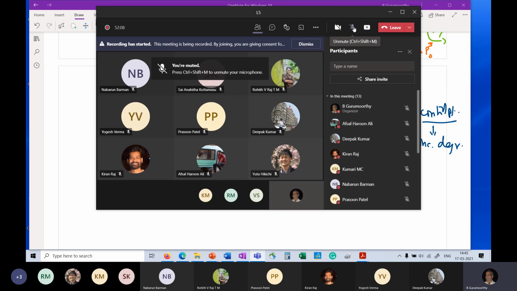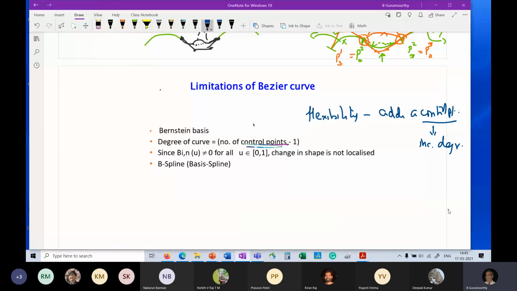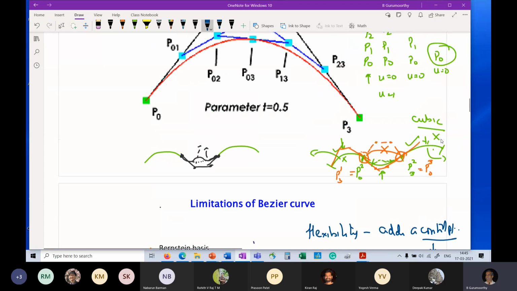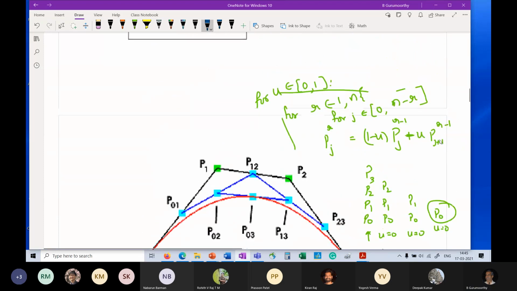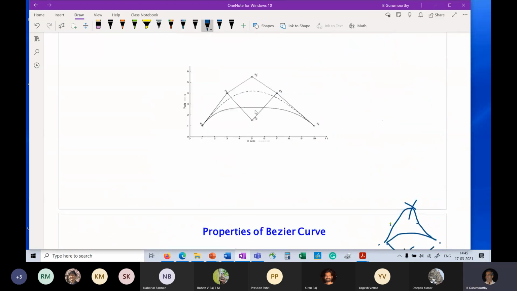Sorry about that. So the flexibility that the designer wants comes at the price of the increased degree of the curve. That's one problem. The other problem, let me go back to this picture here. You have moved 1 control point. But if you look at the effect on the shape of the curve, the curve has changed everywhere in this interval of 0 to 1. Except at the two ends, it has changed shape everywhere.